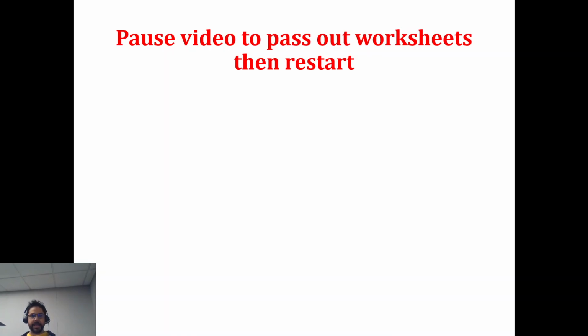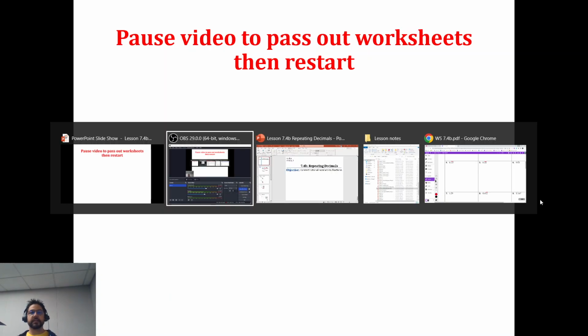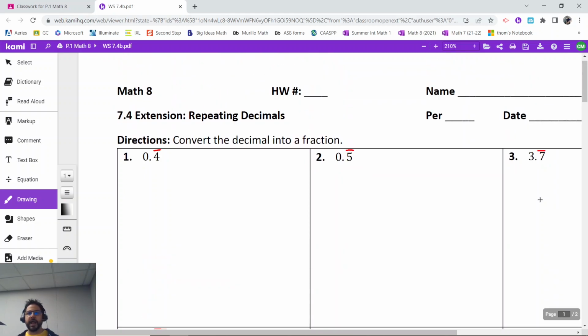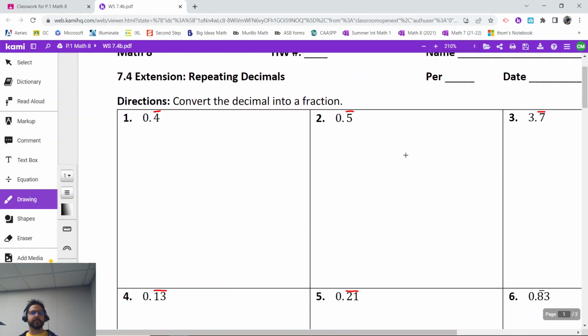All right, welcome back. Let me see if I can get this ready. Let me see. Yeah, my good old Cami is ready. All right, let's go ahead and try number 2.